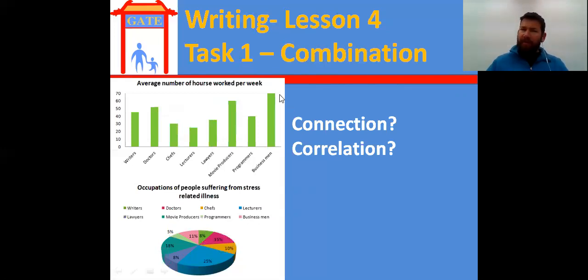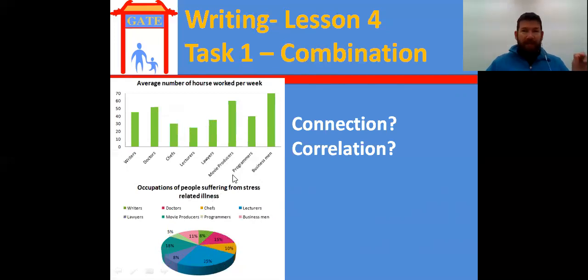However, if we have a look at this, businessmen work the longest hours, but actually have like the 5th ranked stress. Lecturers, university teachers, have the lowest hours, but actually have the most stress. So we can say there's not a correlation between the number of hours worked and the job and the amount of stress-related illness. Okay. By the way, these numbers are made up. I don't think that's true, that lecturers have the most stress.